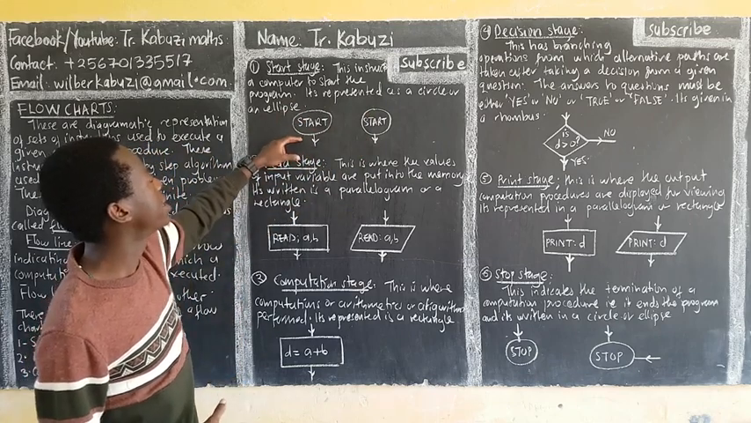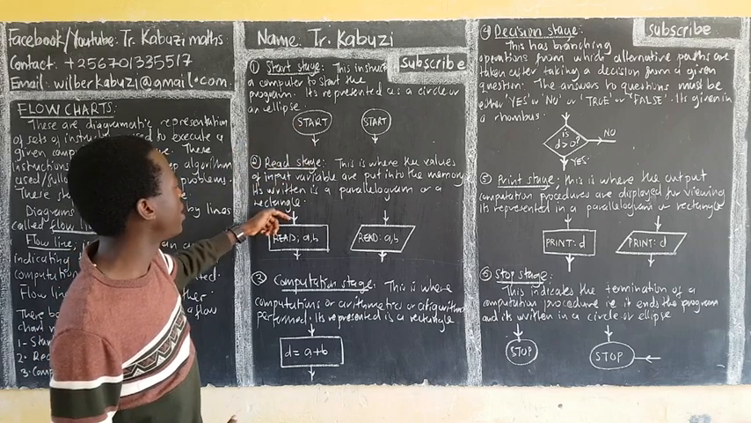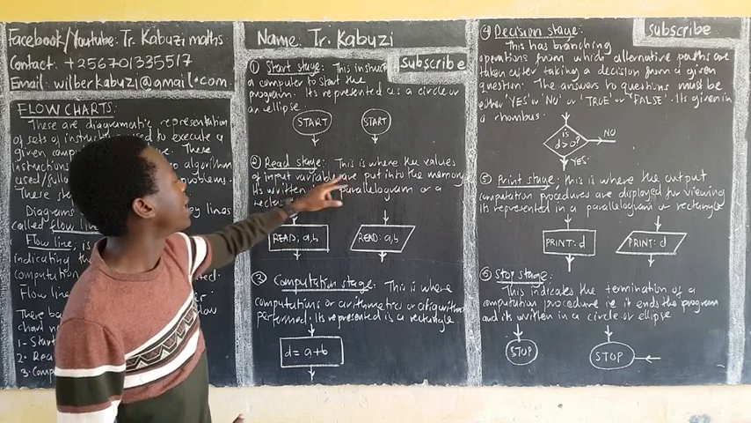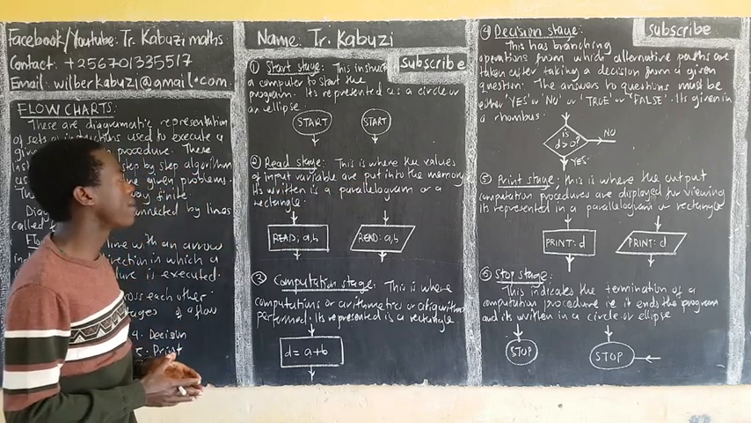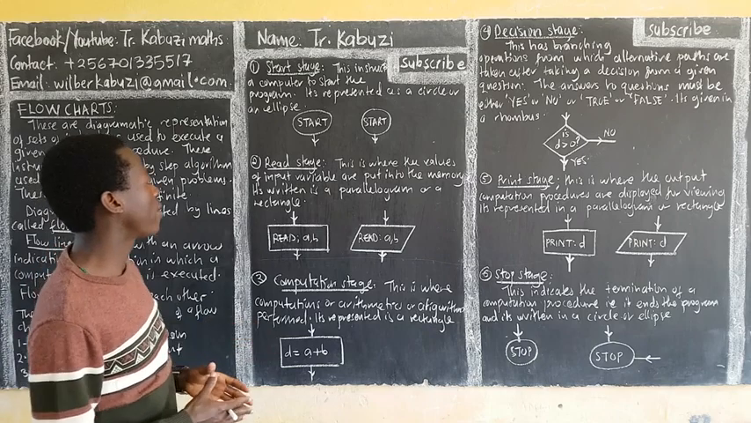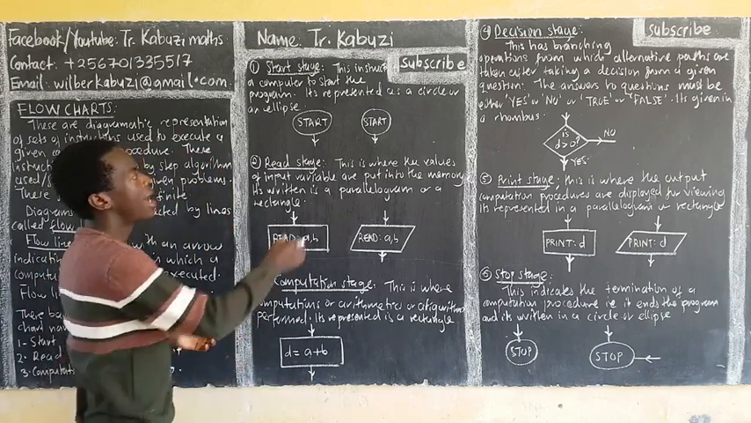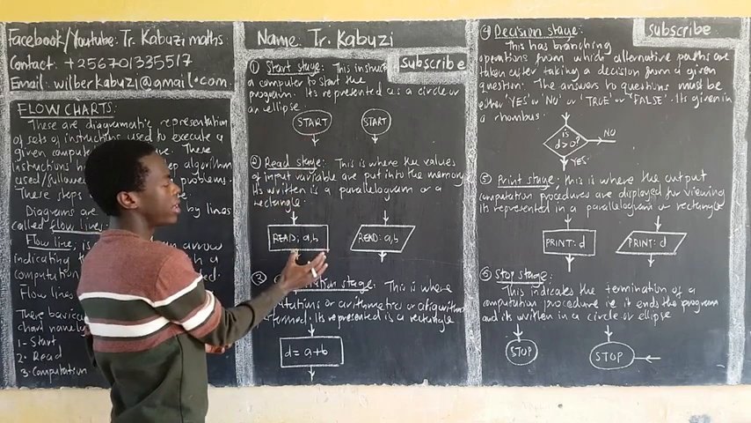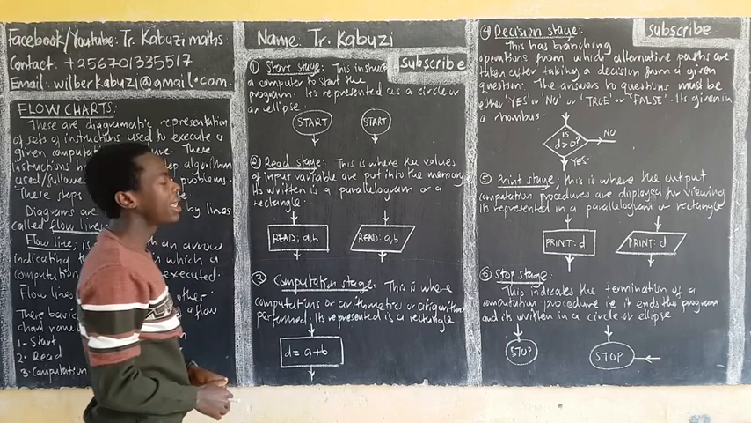Now after starting, the computer goes to the read stage. This arrow is coming to the read stage. This is where values of input variables are put into the memory, represented in a parallelogram or rectangle. So you see that after starting, you come to read. The instruction is going to be like this or like that.